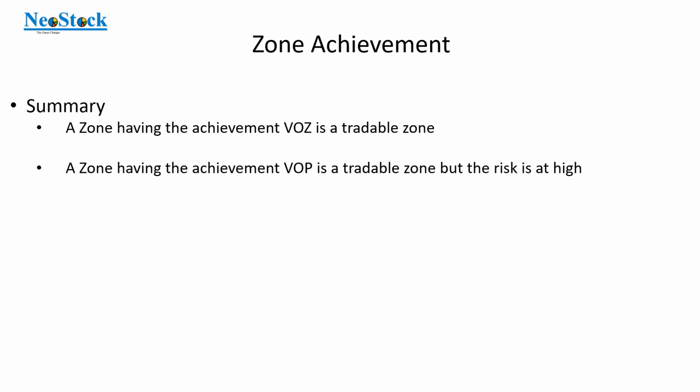Because for the opposing side, whatever pivot is broken, we have a question mark about that pivot. Was that pivot created because of institutional participation or because of retail investors' participation? If it is an institutional participation, probably the risk of that particular zone will be reduced. But we don't know that. We can't identify who participated there. That's why we are saying this zone is tradable, but the risk is high.